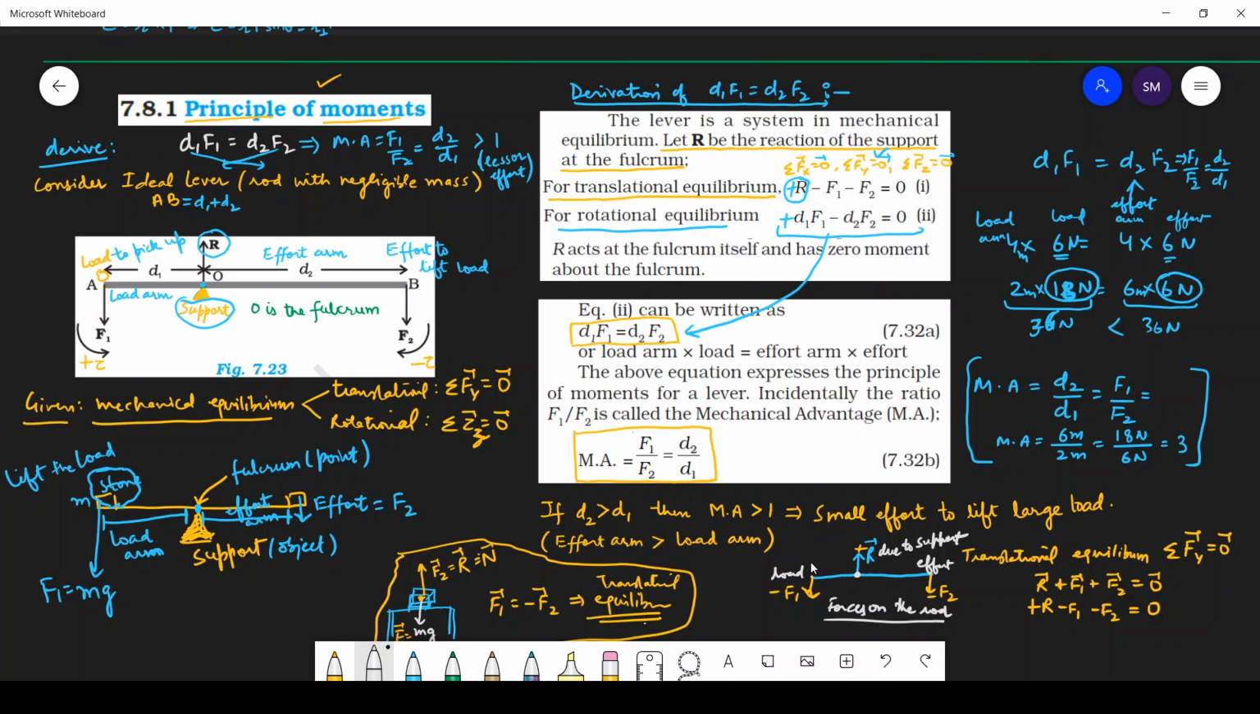Obviously there will be equal and opposite reactions, but we are not taking the reactions. We are taking only the forces acting on the rod. We are not taking the reactions. Of course, we are taking the force only. Have you got the concept? Yes, sir. Otherwise they will cancel out.